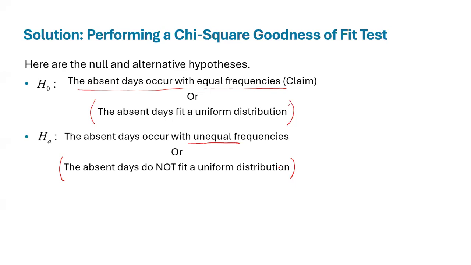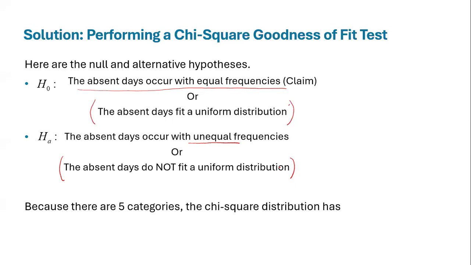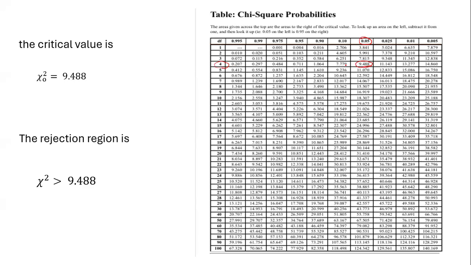Then degrees of freedom is k minus 1, which is, we have 5 categories, 5 minus 1 is 4, and alpha is 5%. Then we look at the chi-square test table. Alpha is 5%. Degrees of freedom is 4. And the answer is 9.488. So the critical value is 9.488, and the rejection region is any number that's greater than 9.488.